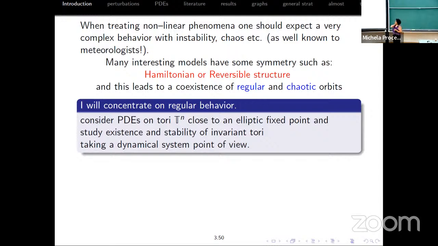So I'm going to consider a PDE on a torus T^n, and I'm also going to consider it close to an elliptic fixed point, and I hope to convince you why. Then I'm going to study the existence and stability of very special invariant manifolds, so they're invariant tori, of dimension which has nothing to do with the starting n. I will call it D. And also I will take a dynamical system point of view.